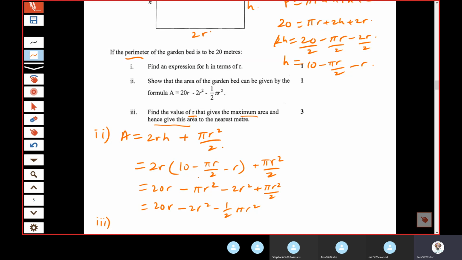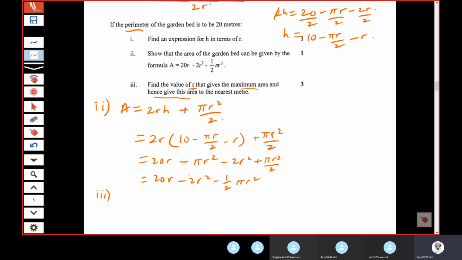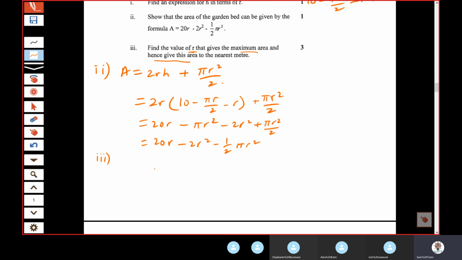Triple I, find the value of R that gives the maximum area. Got it out? Did you find R? Not yet? Okay. A little bit more time. Let's see. dA on dR, obviously equals 0. dA on dr equals 0. Derivative, stat point.